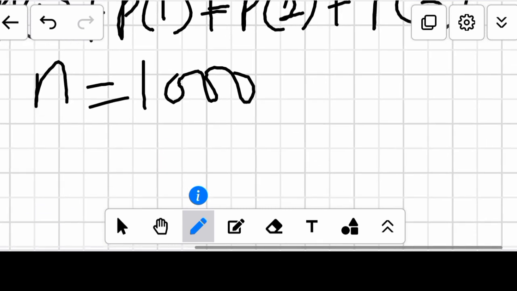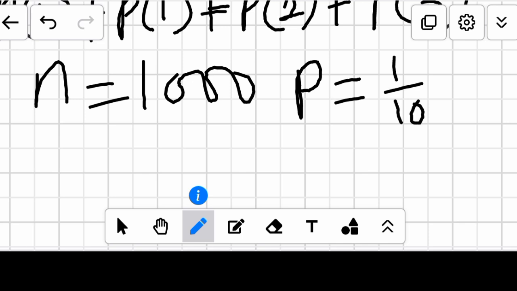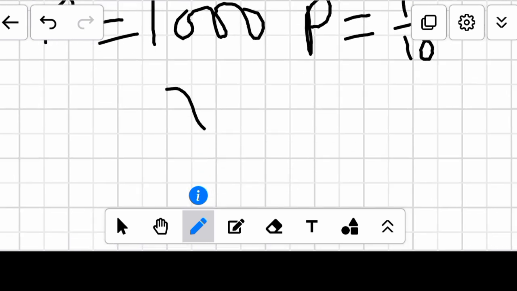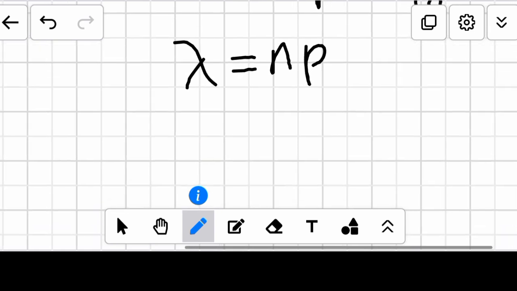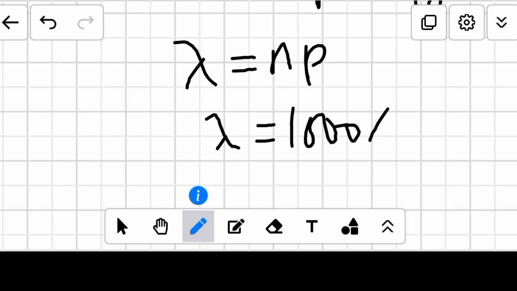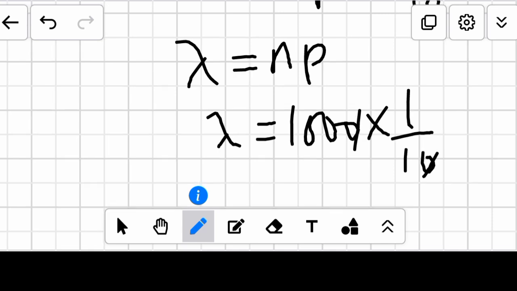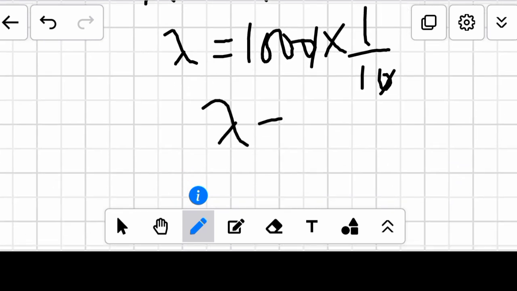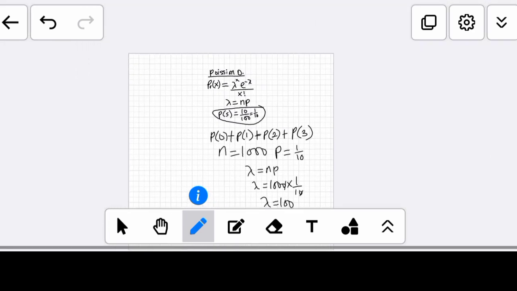Now since the number of trials is 1000, the probability of success is 1 over 10. So we are trying to find this, which is NP. All we'll be having is 1000 times 1 over 10, which is 100. So this actually gives 100. We just have to go through and substitute what we have into the formula.